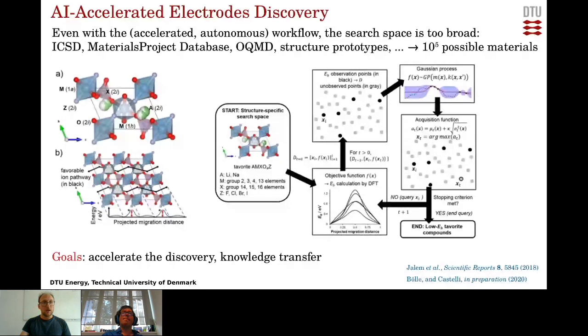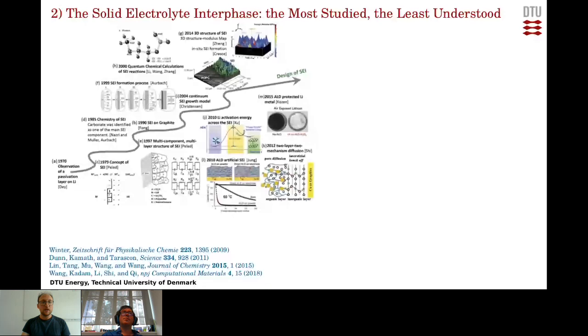So up to now, I talked about the materials. Now let me shift the topic and go to the interface. If you look at one of the most common and least understood interfaces in batteries, the so-called solid electrolyte interface, this is on lithium-ion batteries.